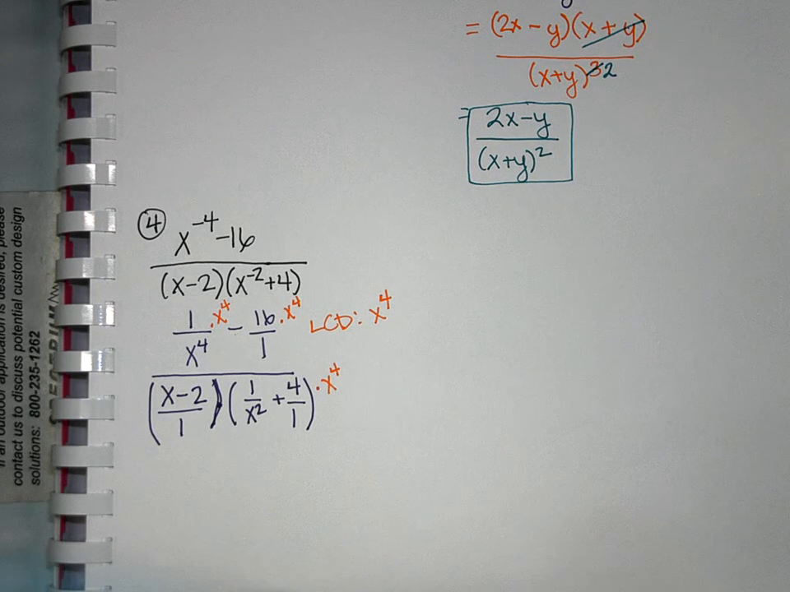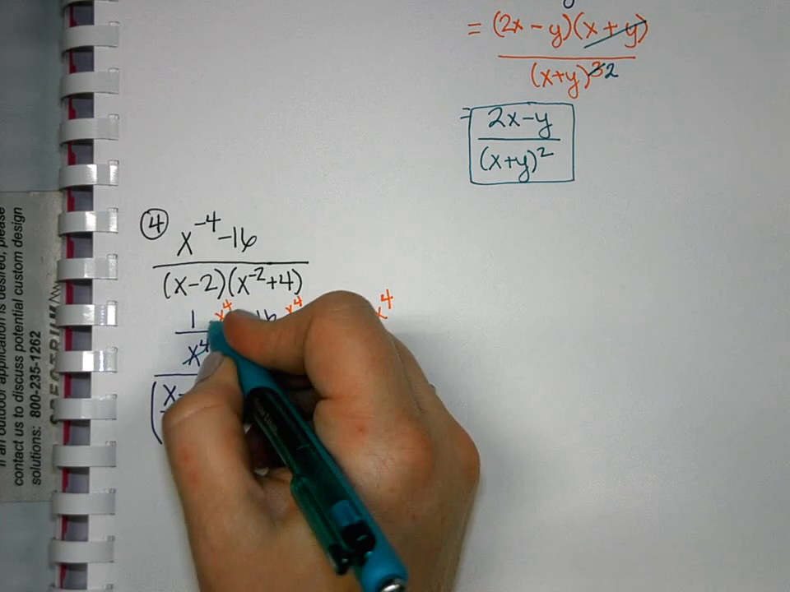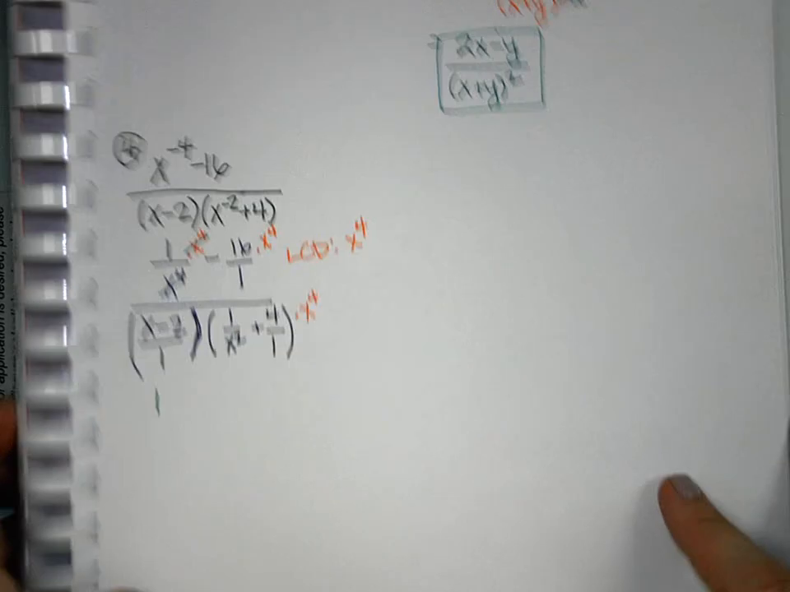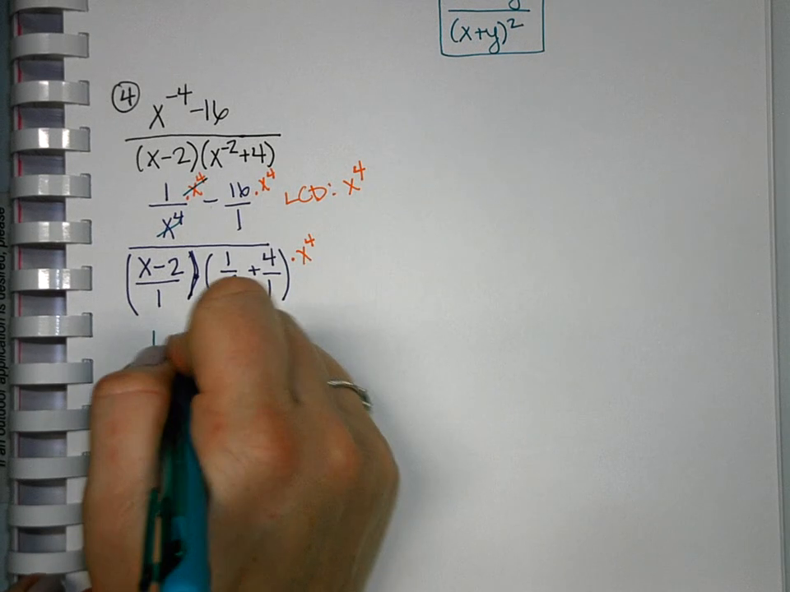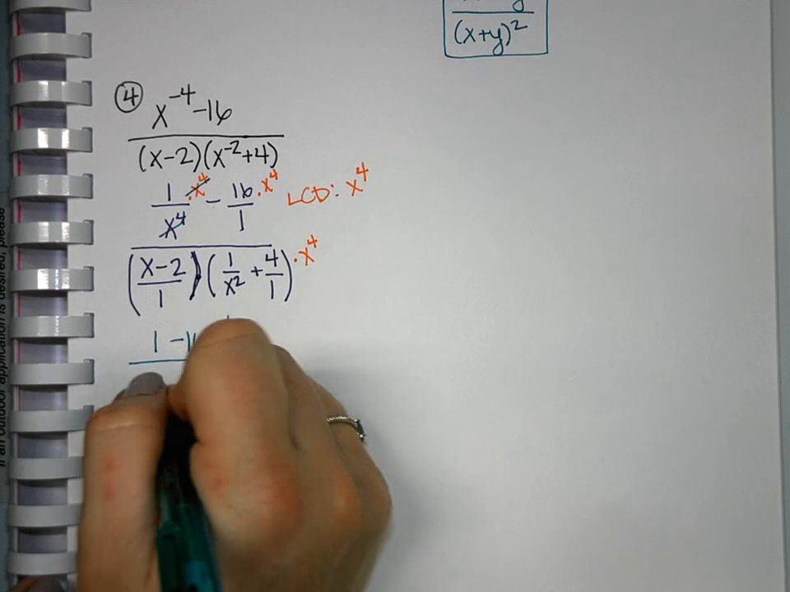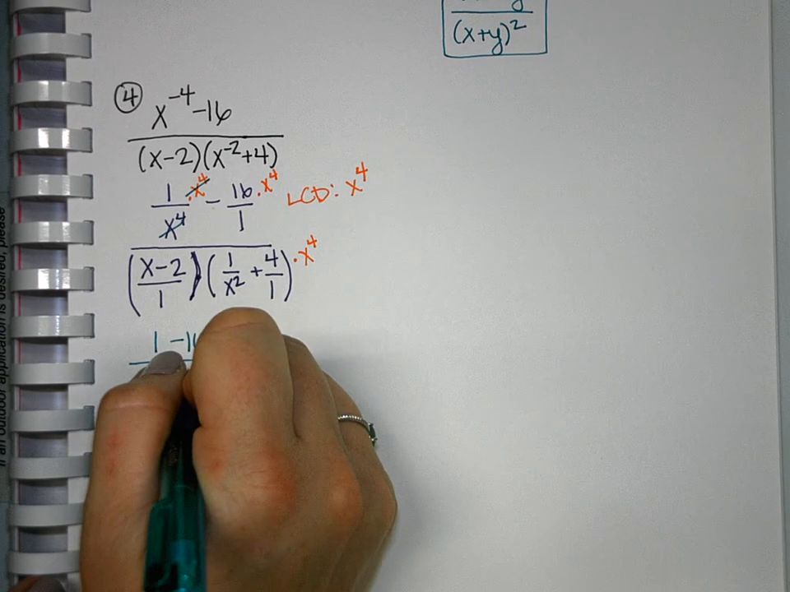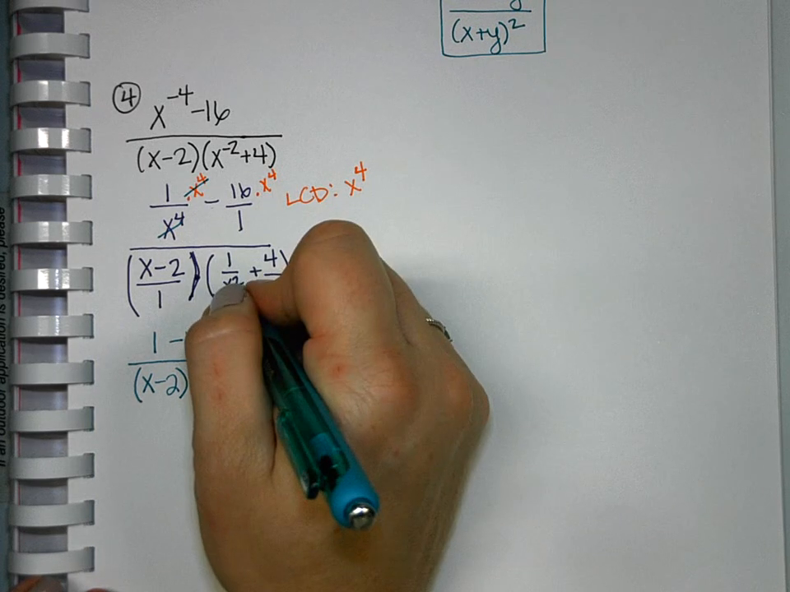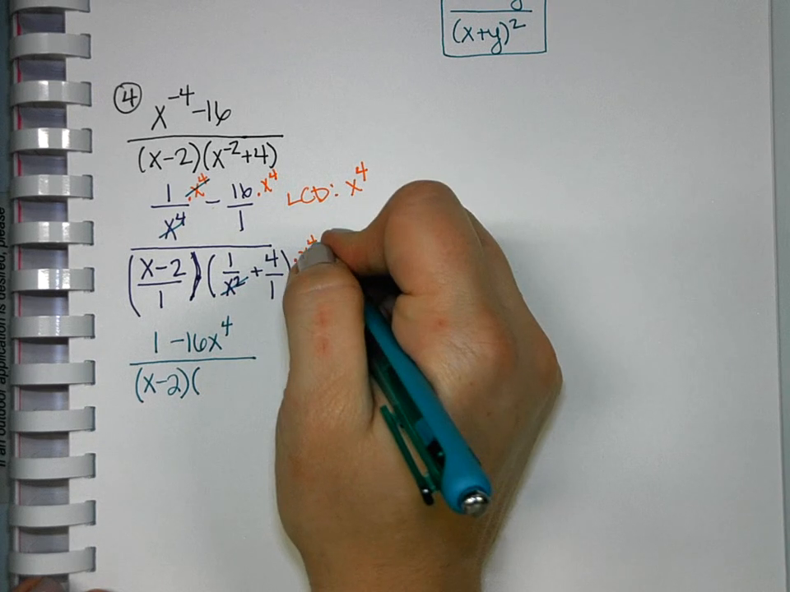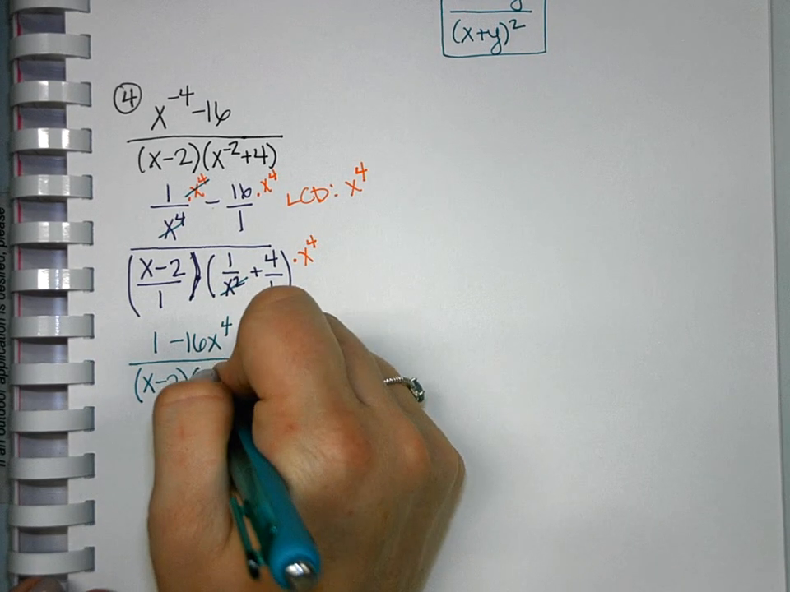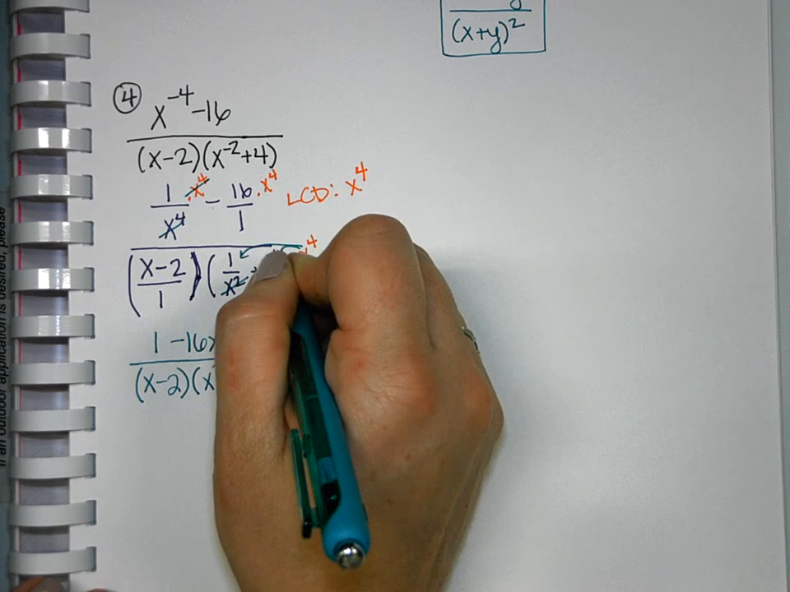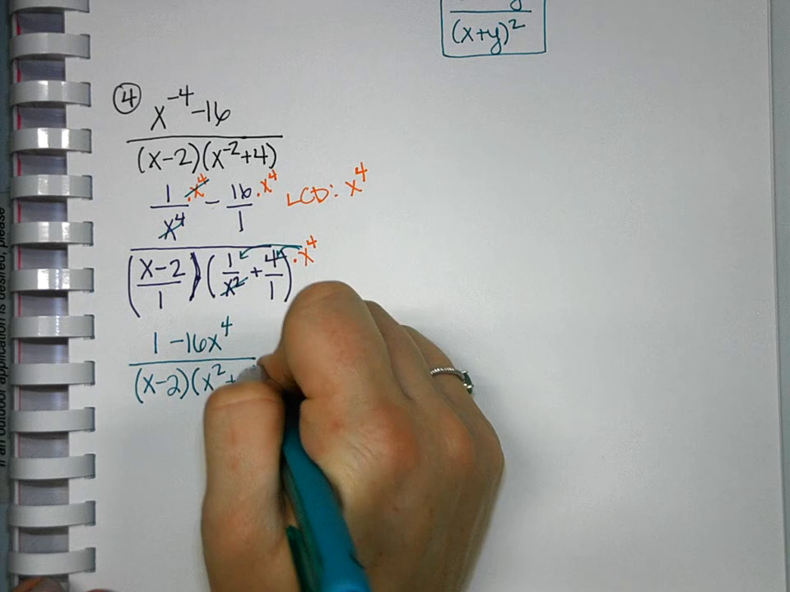Alright, so on top, those will cancel, leaving us with a 1. I'm getting kind of low here, let me move this up. Then I'll have minus 16x to the 4th. And then down here, I still have my x minus 2. And when I multiply x to the 4th to that one polynomial, that'll cancel with 2 of them out here, giving me an x squared. And then when I distribute it to the second term in that polynomial, I'll get 4x to the 4th.